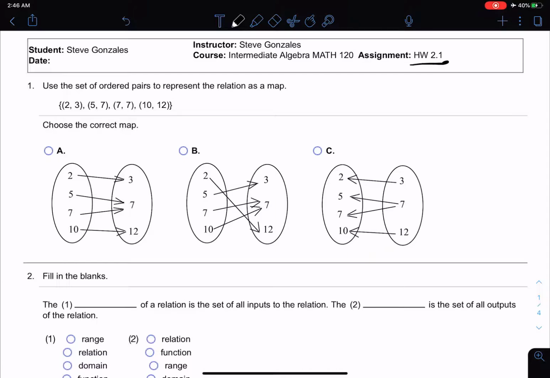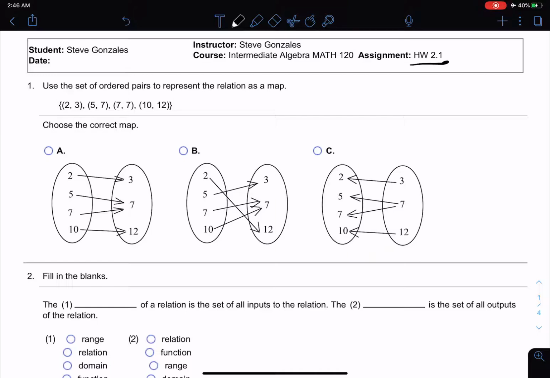So, a little change up now. What we're looking at here is domain and range, relations, functions coming up real quick here. Let's start with a kind of an easy basic idea.